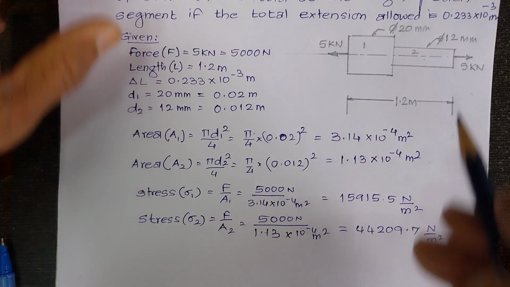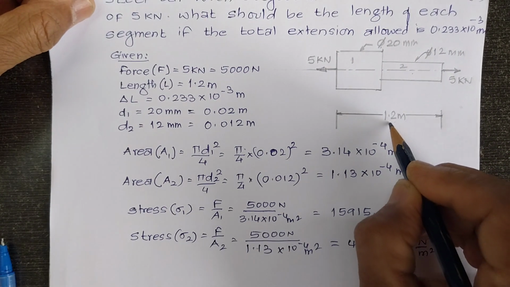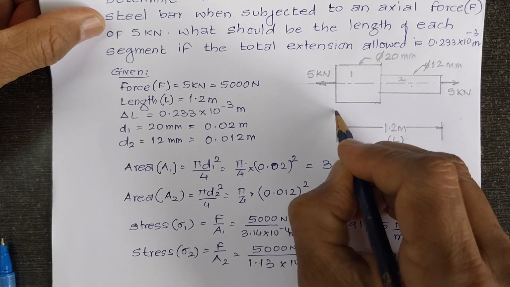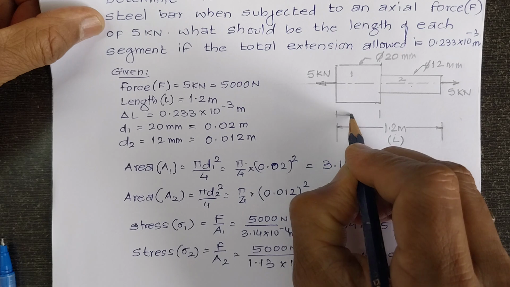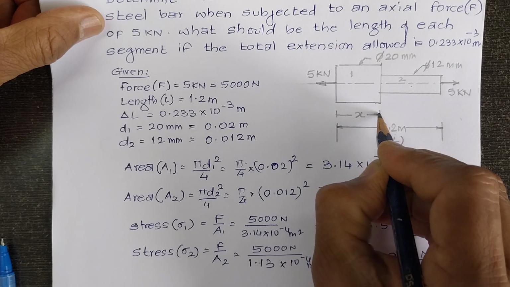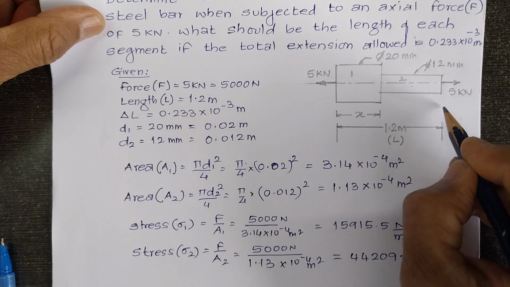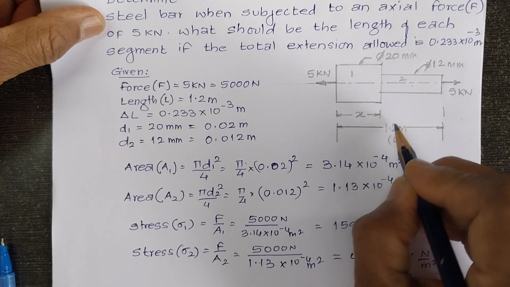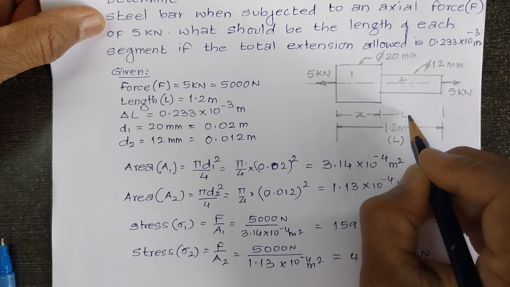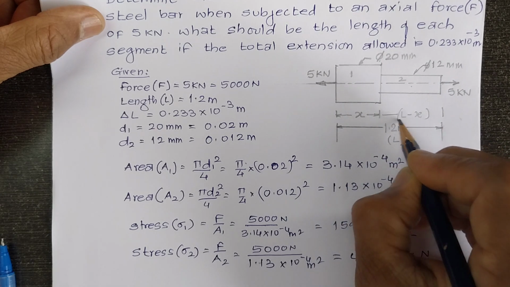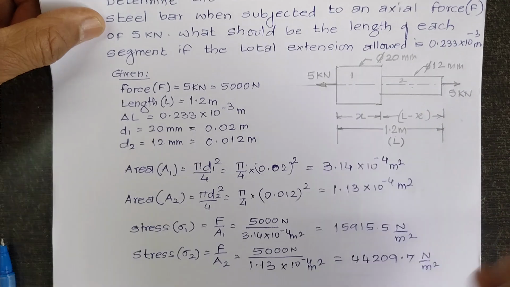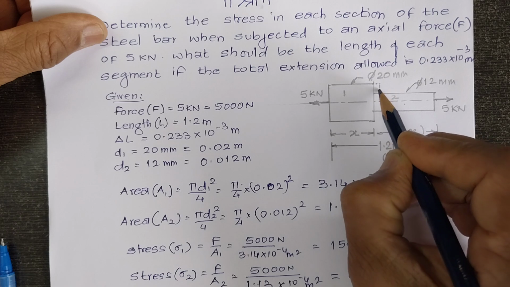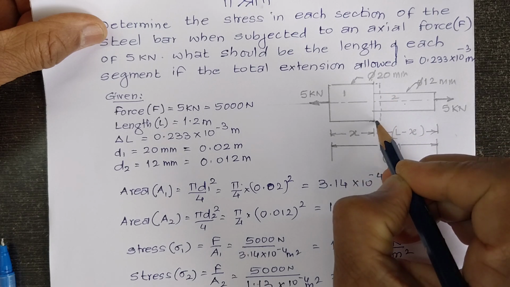So when we have this 1.2 meters taken as L, let's take segment 1 as X, which would mean that the remaining length will be 1.2 minus X. So in this case, this works out to L minus X, or 1.2 minus X, right? There will be a small amount of extension of this segment, so that will be delta L1.